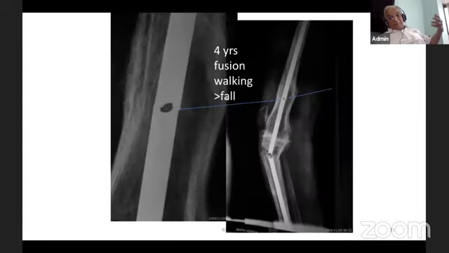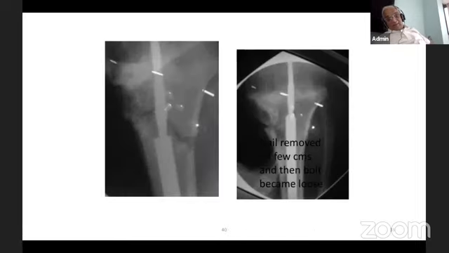And then what happened is, after 4 years, he again fractured this. The knee arthrodesis had held up, but he fractured here. So this was the most interesting part of the surgery afterwards. This is how it is.